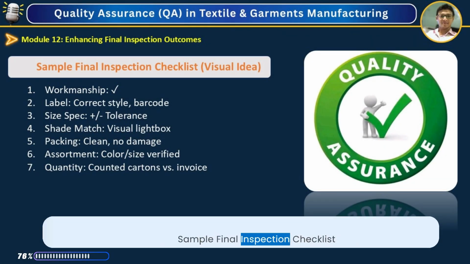Sample final inspection checklist. 1. Workmanship. 2. Label, correct style, barcode. 3. Size spec, plus tolerance. 4. Shade match, visual light box. 5. Packing, clean, no damage. 6. Assortment, color size verified. 7. Quantity, counted cartons versus invoice.